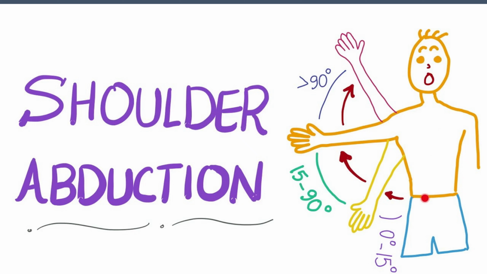The supraspinatus muscle initiates the abduction, that is, the 0 to 15 degree abduction is caused by the supraspinatus muscle, while the majority of the abduction movement is caused by the deltoid muscle, that is, from 15 to 90 degrees. The abduction beyond 90 degrees, or the overhead abduction, is caused by the trapezius and the serratus anterior muscles, which cause the rotation of the scapula and allow for further elevation of the arm.